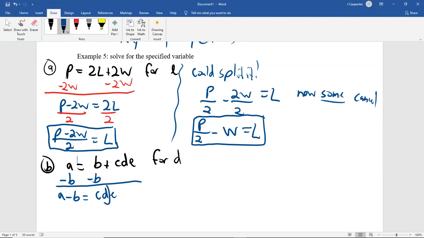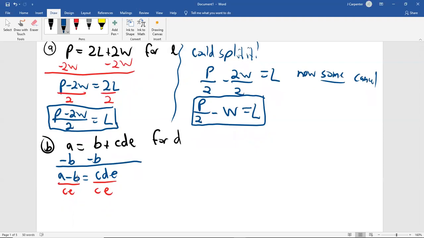Again, the thing I'm solving for is the D. So the C and the E got to go. And I can actually do that in one step since it's just one big product. So I can divide both sides by C and E. Let me make that E a little nicer. It's not the prettiest E. There we go. So what that'll give us is A minus B divided by CE.